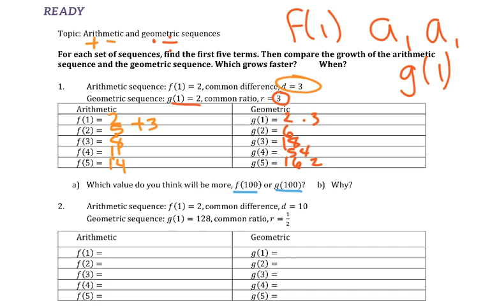So then the next question is, without figuring it out, when I get to the 100th term, for the arithmetic or the geometric, which one do we think is going to have a higher value? Well, I'm only at 14 here, and I'm already at 162 here, so my guess is g of 100.